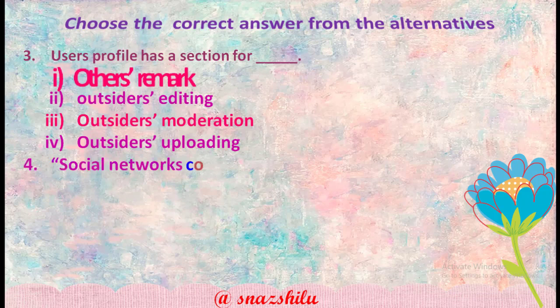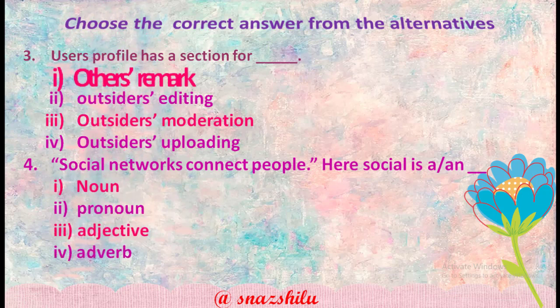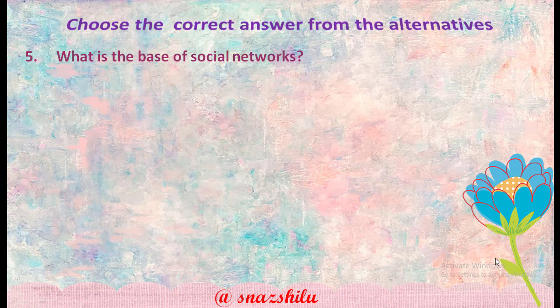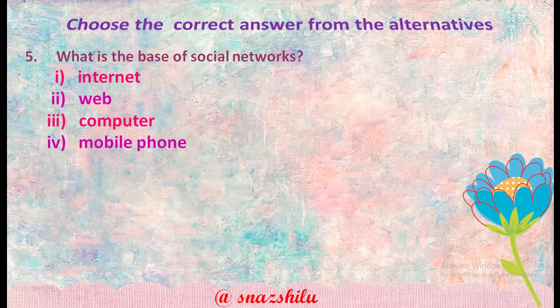Number 4, social networks connect people. Here social is a or an. Which parts of speech is it? That means here are 4 options for you: noun, pronoun, adjective, and adverb. And the answer will be adjective. So, here is the question number 5. What is the base of social networks? The 4 options are internet, web, computer, mobile phone. And the answer is number 2, web.